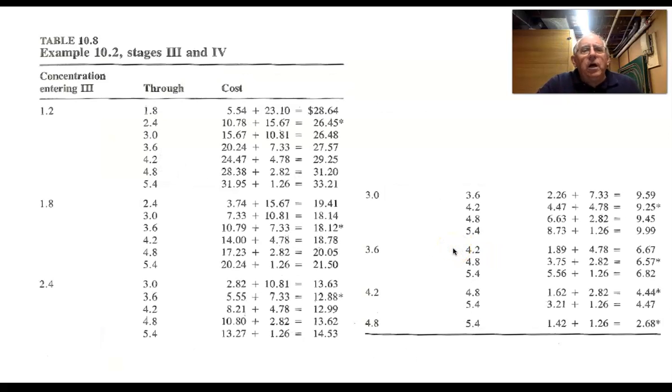And so then we now can look at a new table. This new table is going to look at what is the concentration coming in at stage 3. If the concentration coming in at stage 3 is 1.2, and if we allow it to come out at 1.8, there's a cost associated with that.